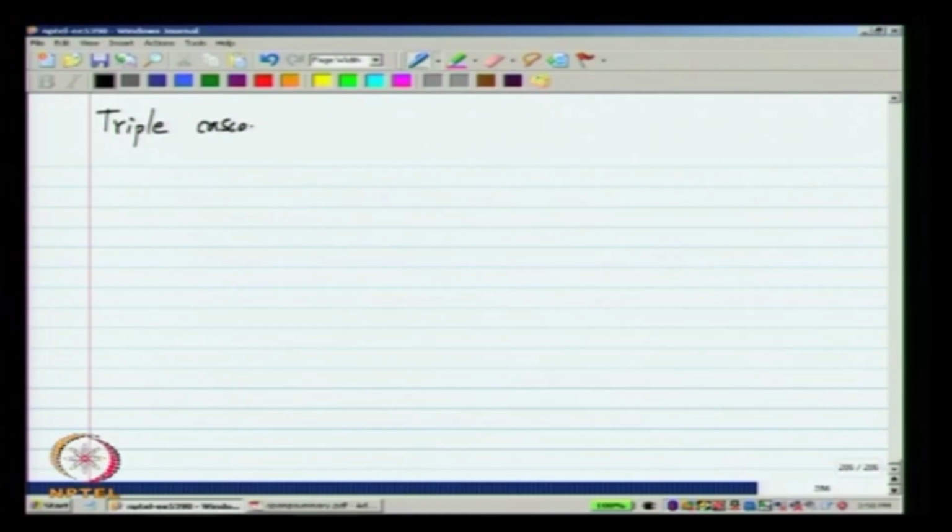Now, another possibility is that we use not just one cascode, but 2 cascodes. Usually such a thing is called a triple cascode. I will show it for the telescopic cascode topology.